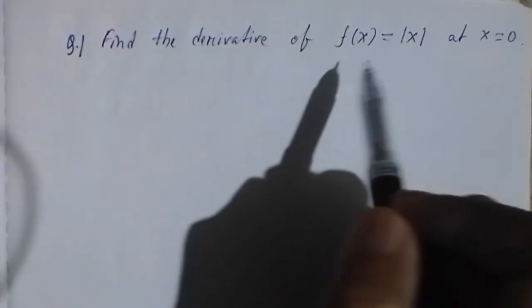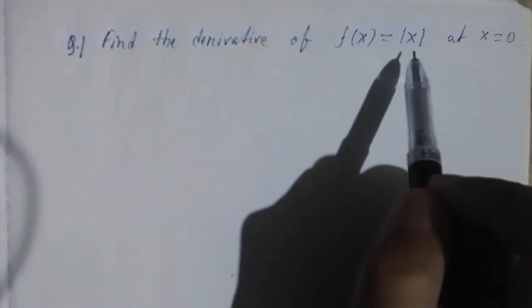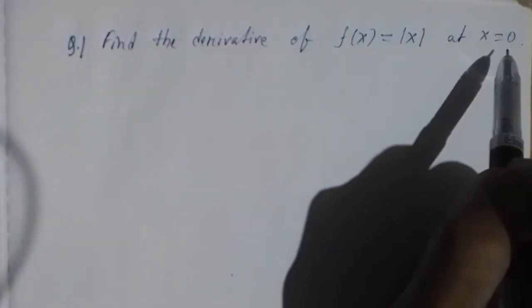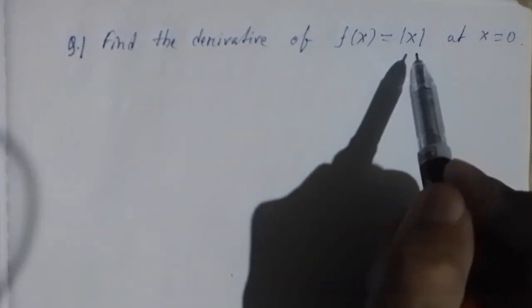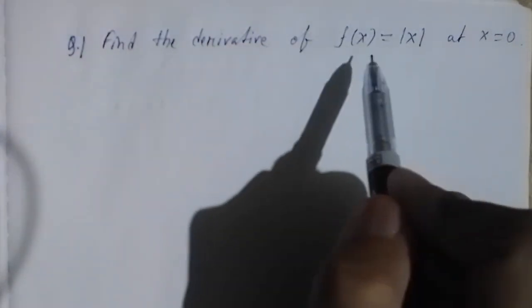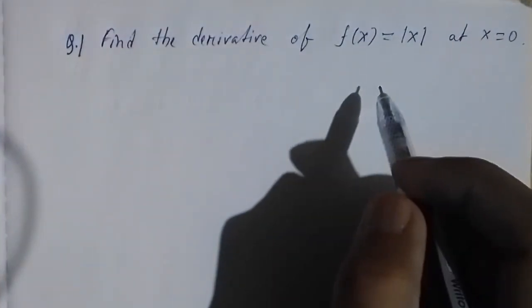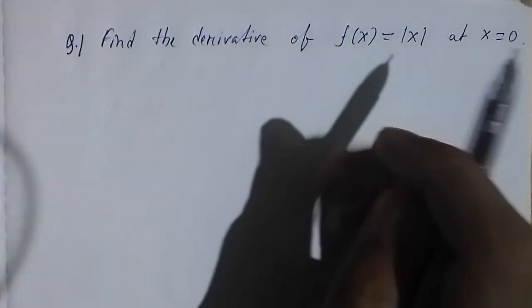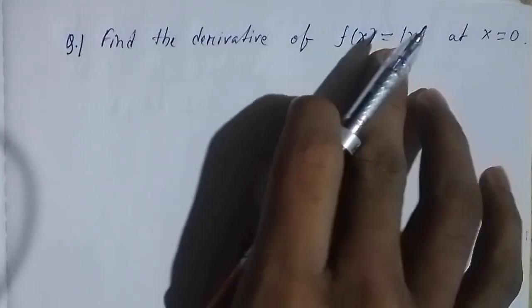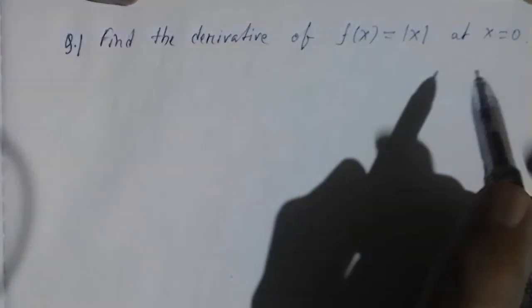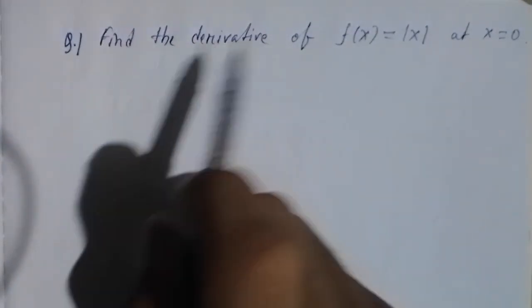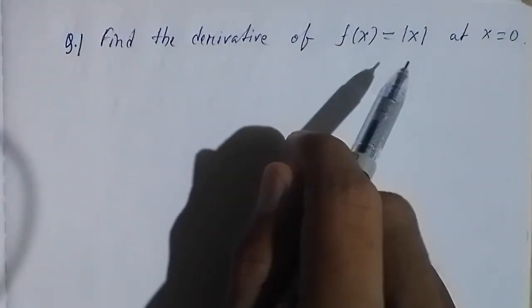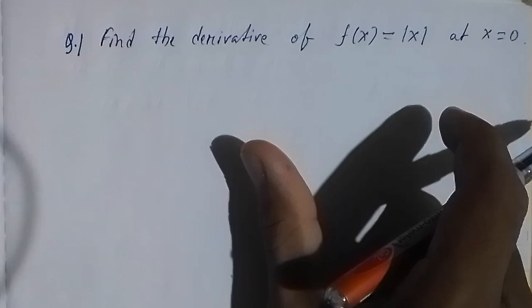Find the derivative of f(x) equals modulus of x at x equals 0. So this is a modulus function we have in this question, and we are asked to find the derivative of the modulus function at x equals 0. Now if you see that question, it seems to be an easy one, isn't it?